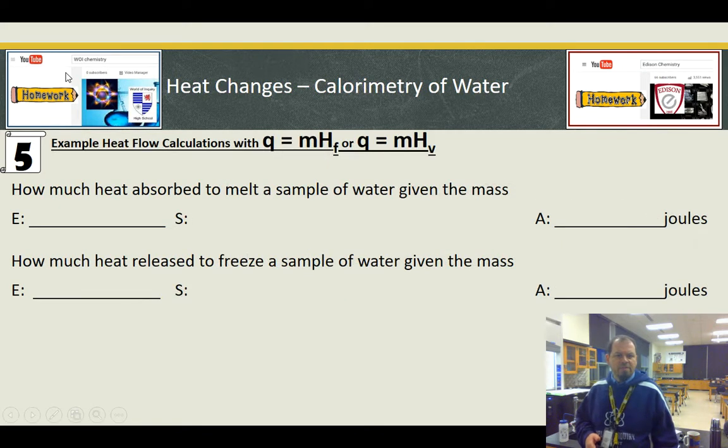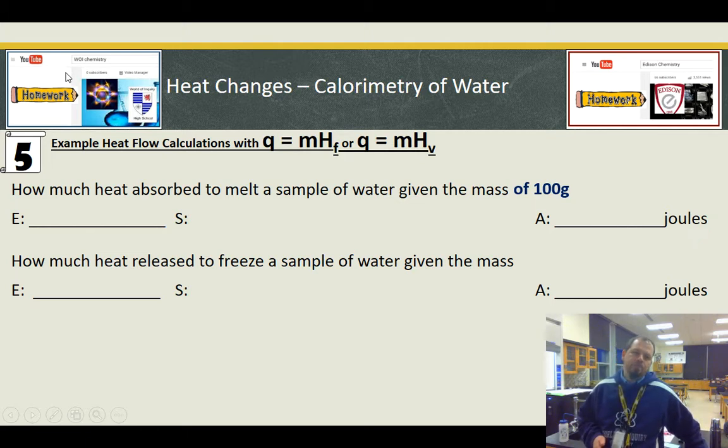All right, so now I got to decide between H sub F or H sub V. So how much heat is absorbed to melt 100 grams? That piece kind of didn't make it into your packet, so you need to write that 100 grams in because we, of course, need the mass to be able to do these. And then the key word here is melt, and the scientific word for melt is fusion. So I'm going to need to use the H sub F equation. I'm going to put Q equals mH sub F as my equation. Now I'm going to plug and chug.